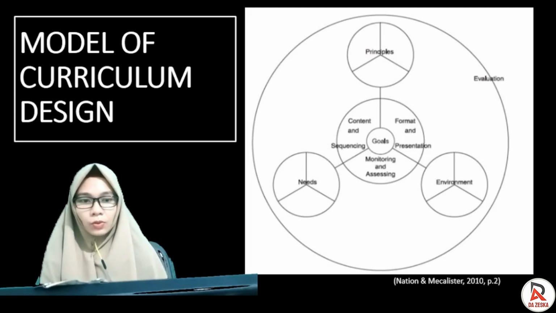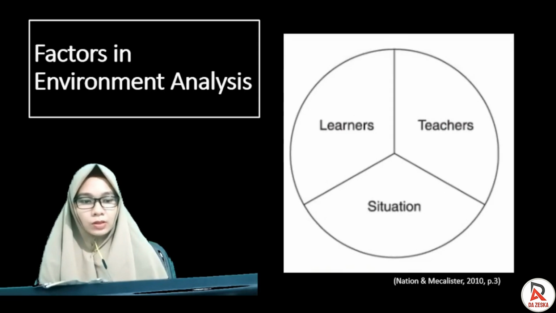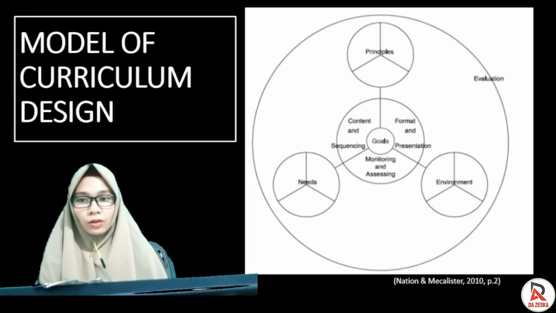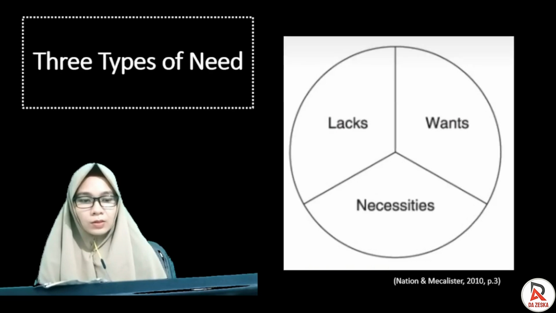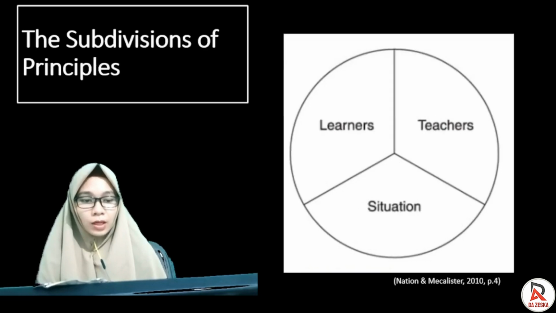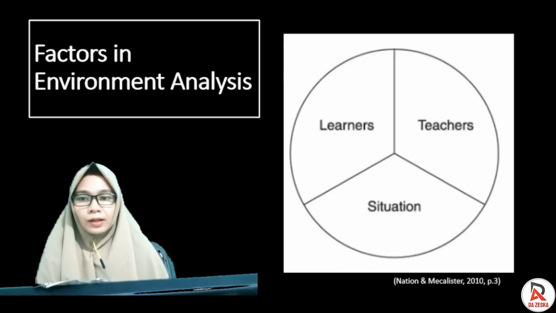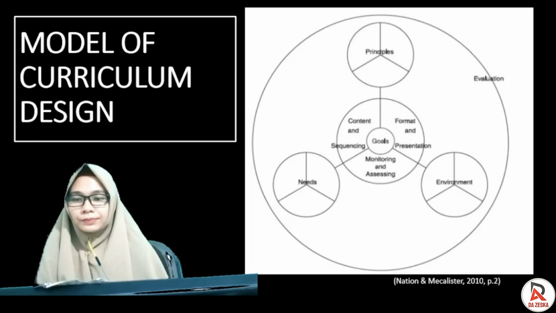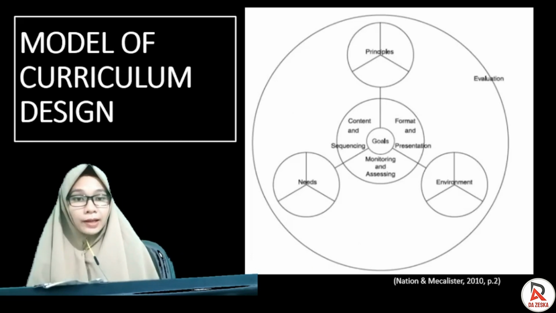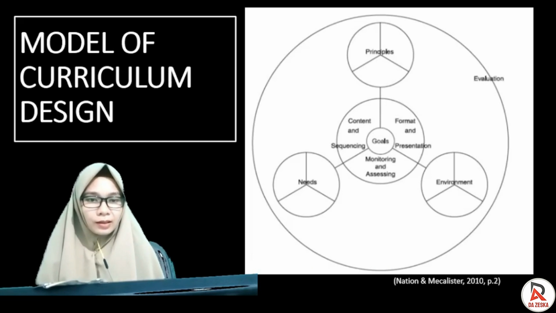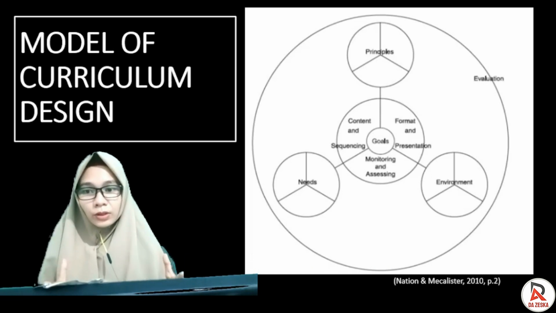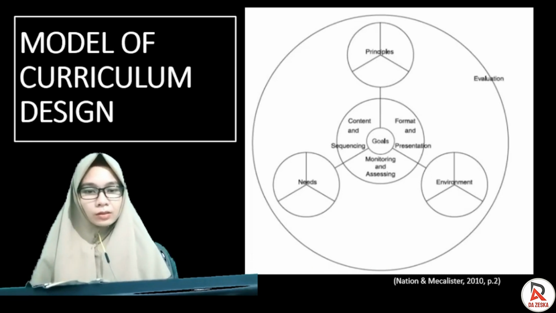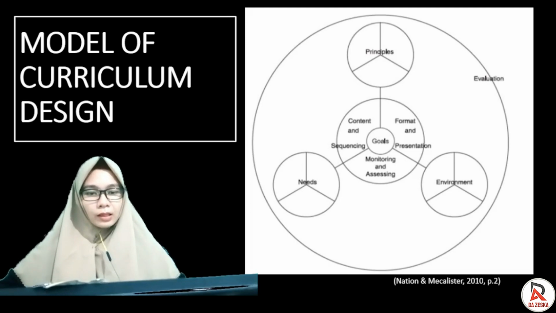And I had already quoted some pages too, actually. So page 2, this is page 2 for model of curriculum design, and this is page 3 again, page 4. Okay, I will try to explain this model of curriculum design for you.